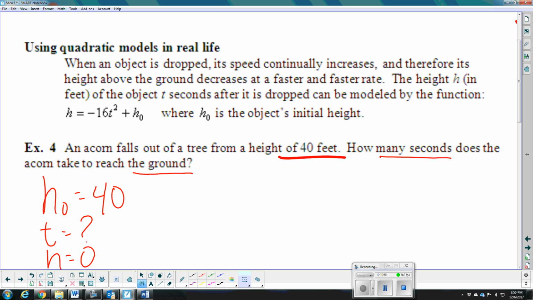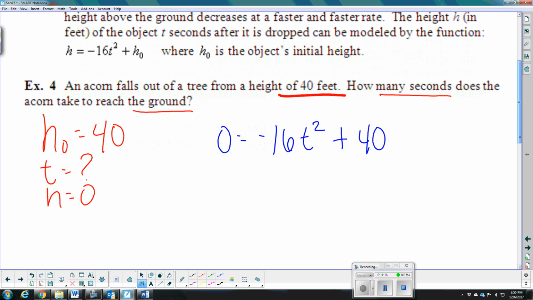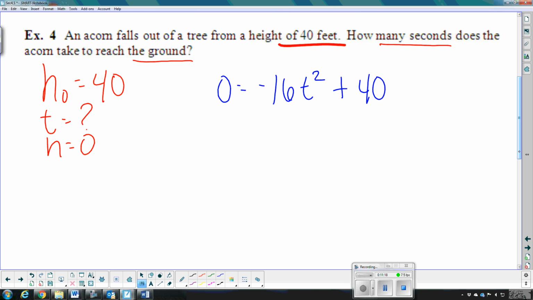So now that we have our variables defined, we can plug those into our equation. So our h is 0, so 0 equals negative 16. We don't know what our t is. So negative 16t squared plus h sub 0, which is 40. So now we can solve this just like we've been doing this lesson, solving using square roots.